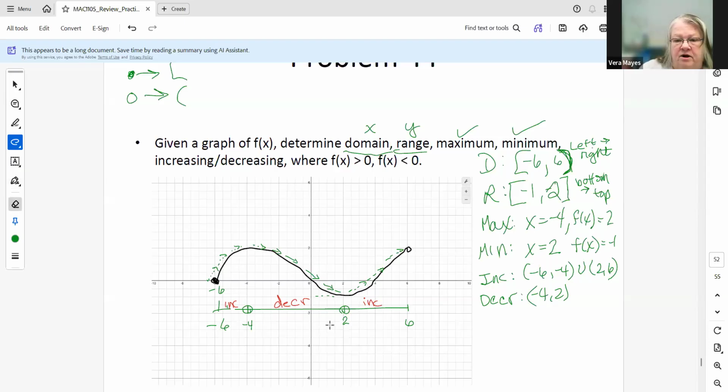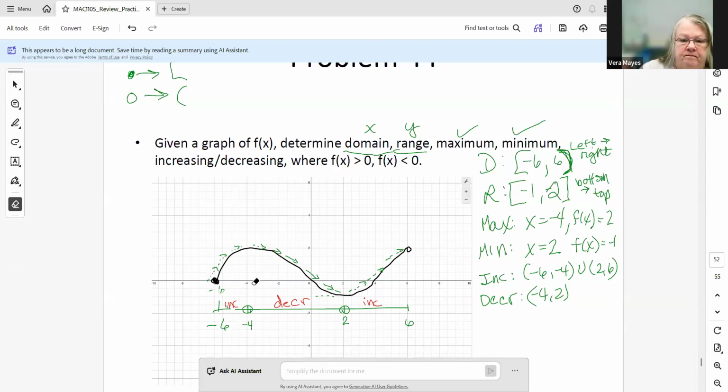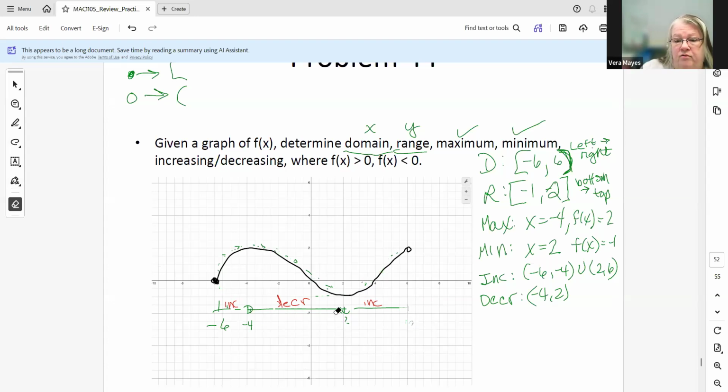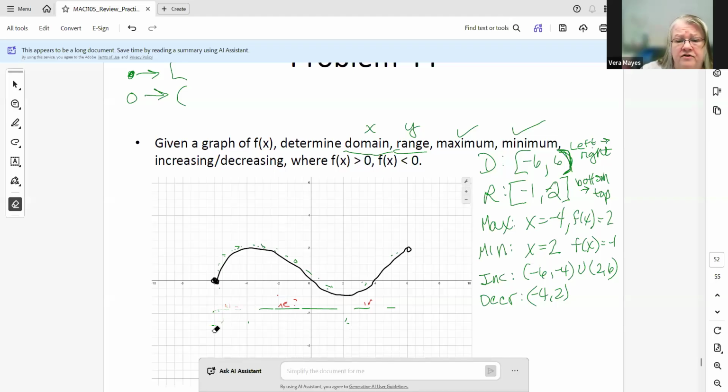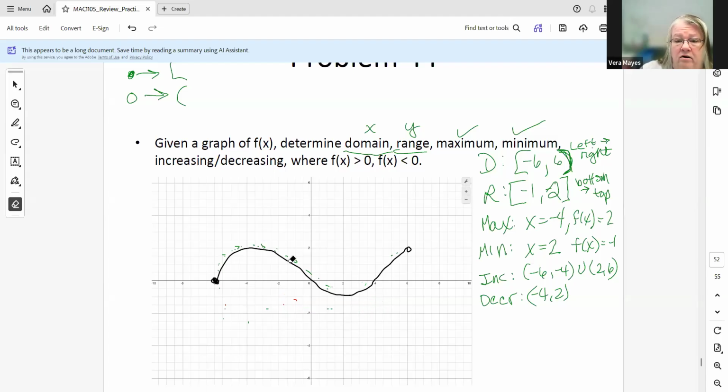Let me erase this part. We need to find where is the function greater than 0 or positive. And then we need to find where is the function less than 0 or negative. Now remember, the function itself is the y values. So we're going to be looking at this and asking ourselves, where is it positive y values and where is it negative y values?